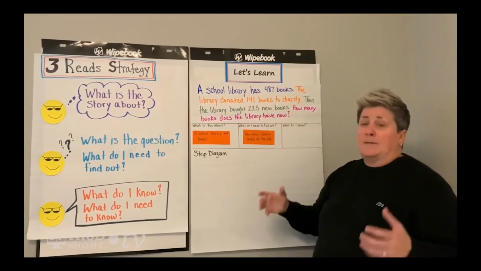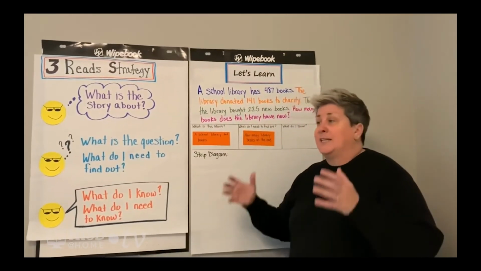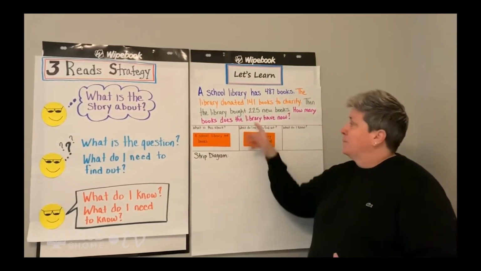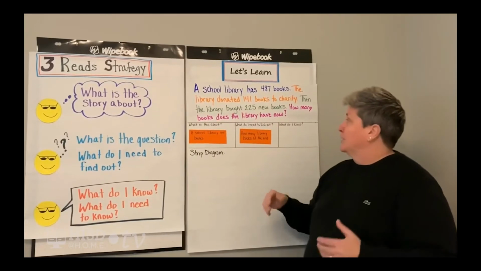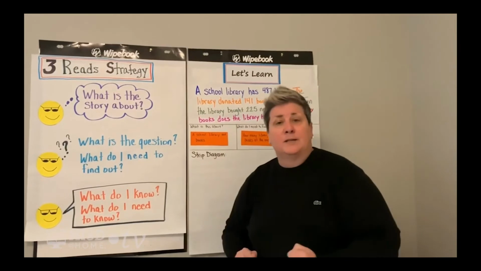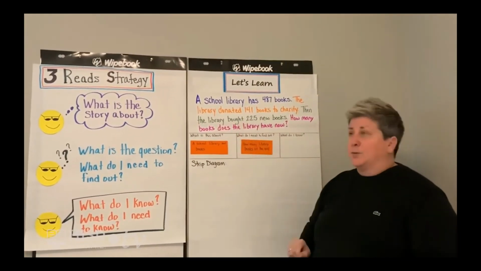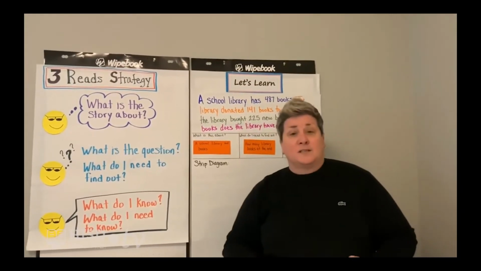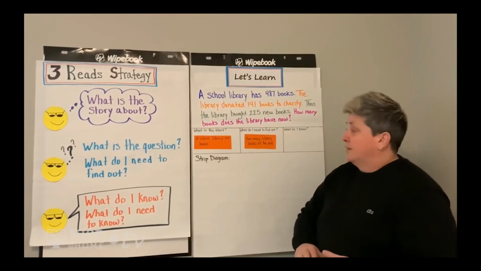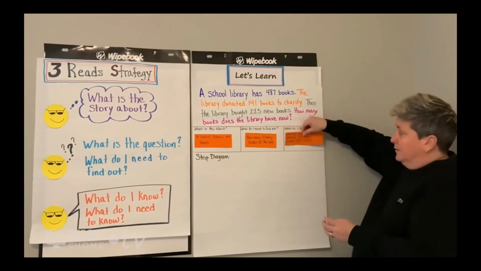We know that they have 487 books. That means when they walked in the door that day and they counted their books, they know that they own 487 books. They donated 141 books to charity, which means they took books, packed them up in a box, and donated them to a local charity. Then the library bought 225 new books, which means that they ordered some books. Those books have arrived, and they're coming into the library.